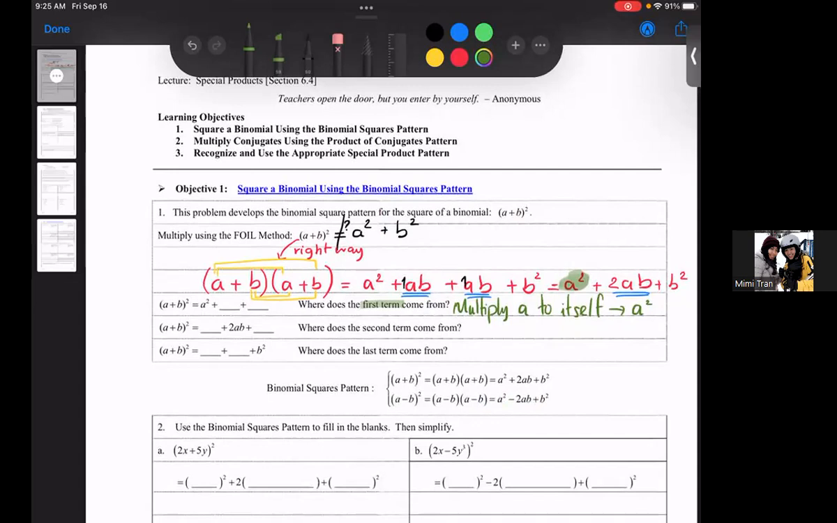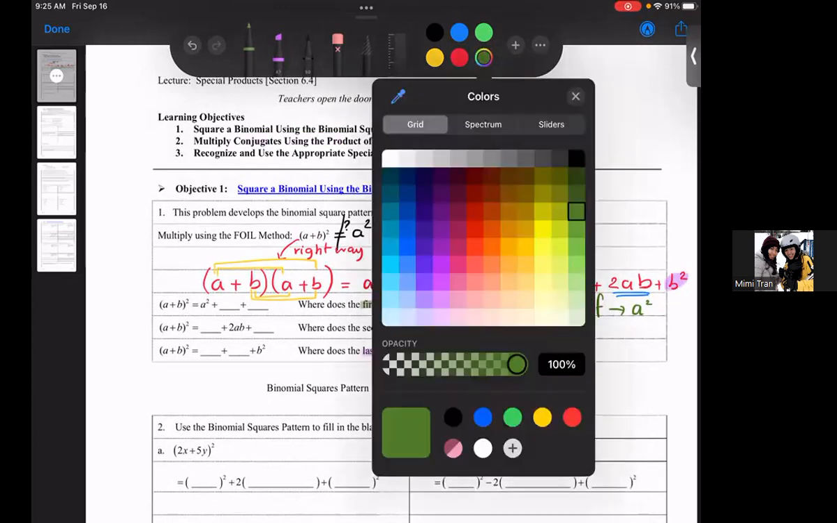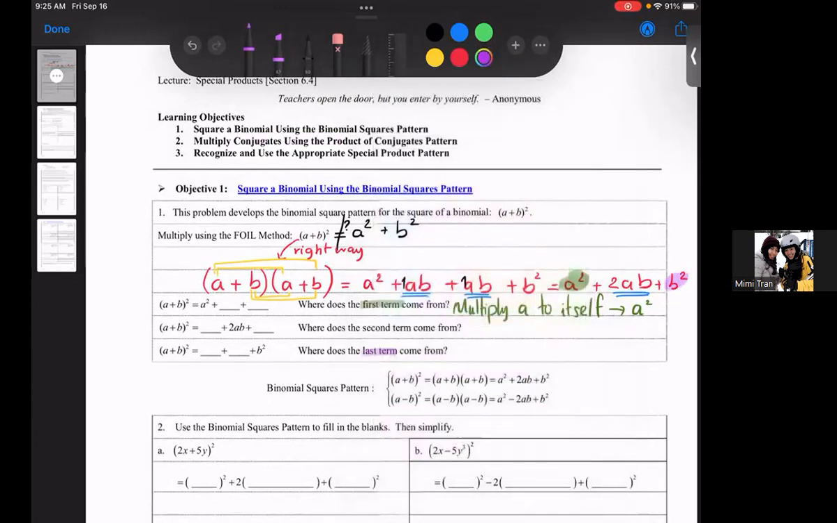Where did the last term come from? Let's talk about first and last. We'll talk about second later. Where does the last term come from? Yeah, multiply B by itself, right? Same thing. So maybe I'll highlight it in purple. Last term right there. So multiply B by itself, so we have B squared. So far, so good. Does anyone have a question?